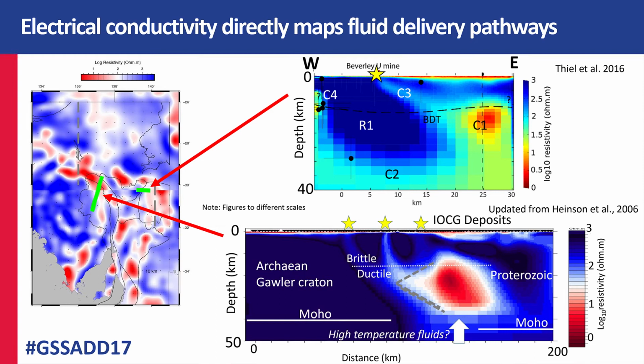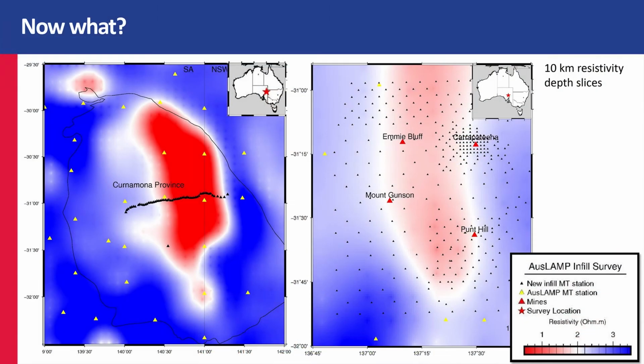So if we know that AusLAMP can image these fluid pathways, and we know that broadband MT can image them even clearer in the crust, then the obvious progression from here is to do infill surveys from the AusLAMP, targeting particular regions of interest. And that's what we've been doing. Ben at Adelaide Uni, and Graham will talk about this more, has done an infill survey across the Kernamona province, right across that conductor there. So I'll show you that model on the next slide.